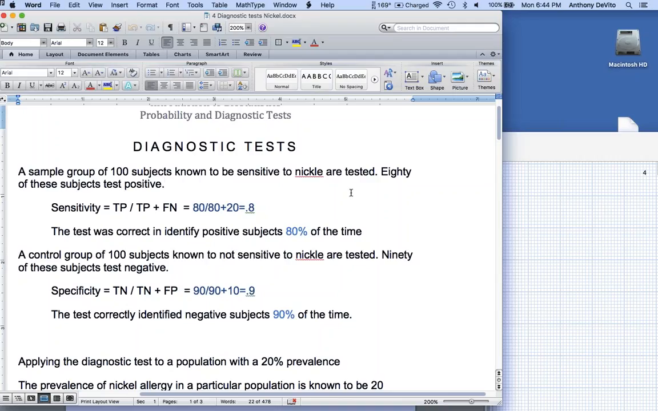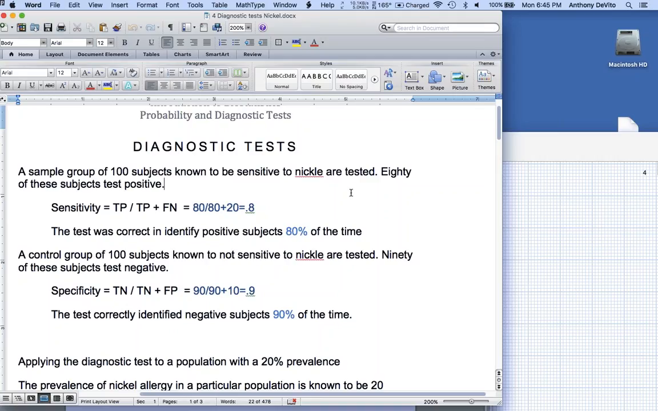So I'm going to take 100 people that I know are allergic to nickel, and I'm going to try this diagnostic test on them. If the diagnostic test is perfect, I would expect I'll identify 100 people as being allergic to nickel, right? I'll get it right 100% of the time. Let's say that I take those 100 people, I know they're all allergic, but only 80% of them come up as being allergic to nickel, okay? That test is only 80% accurate at identifying people that have a nickel allergy.